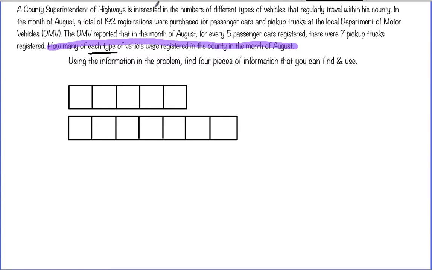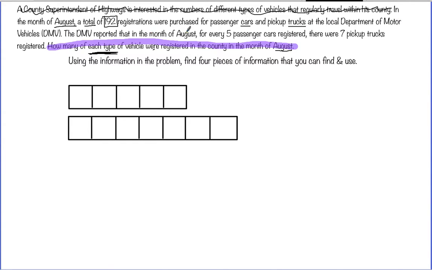We have the county superintendent of highways who's interested in the numbers of different types of vehicles that regularly travel within his county. Yeah, that's not really important to us. That's just kind of setting up the problem. So I'm just going to go ahead and cross it out. In the month of August, so that's good because we know that it's August, a total of 192 registrations were purchased for passenger cars and pickup trucks, so cars and trucks, at the local DMV.